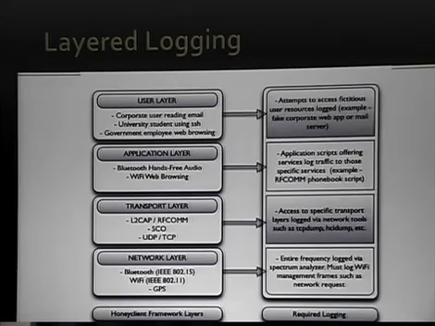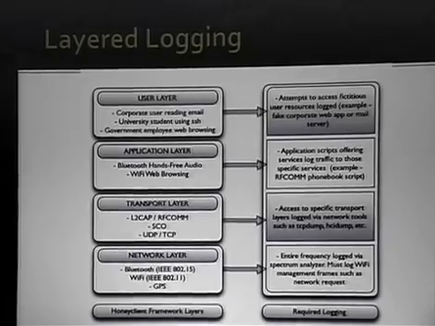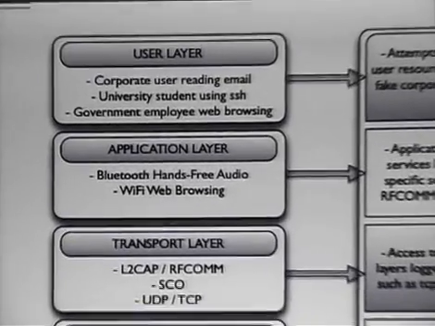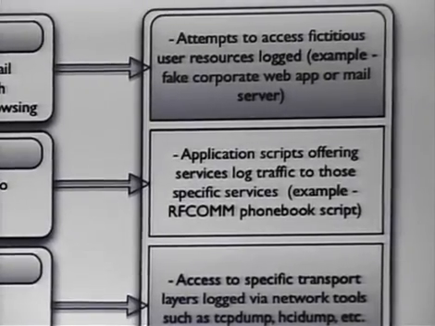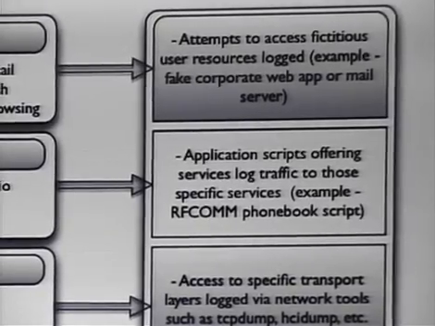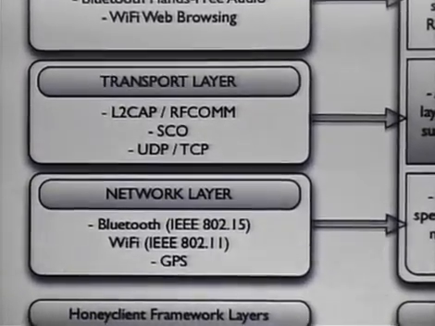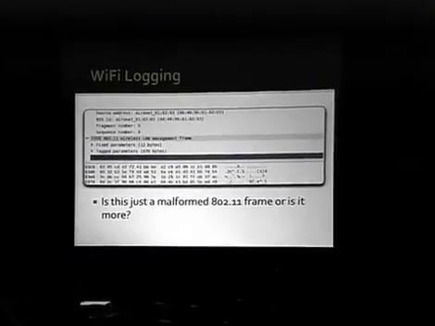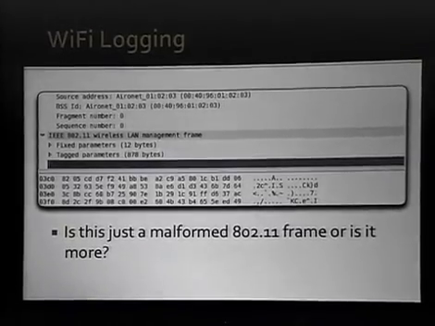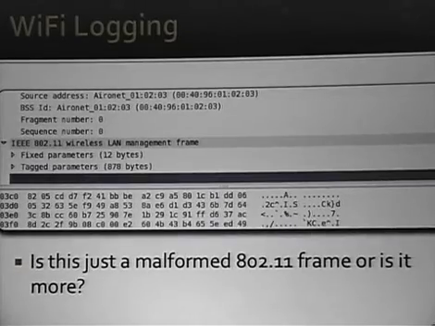So these are all the types of things we're logging. We're logging the entire frequency spectrum, the activity on it. We're logging access to all the transport layer protocols. We're logging all the activity to the applications. And then additionally, embedded in our traffic generation are bogus websites. And any further attempts to access those websites or different resources we're logging as well. This is an example of a Wi-Fi packet we grabbed. We don't know if it's just a malformed packet or if it's an actual attack.